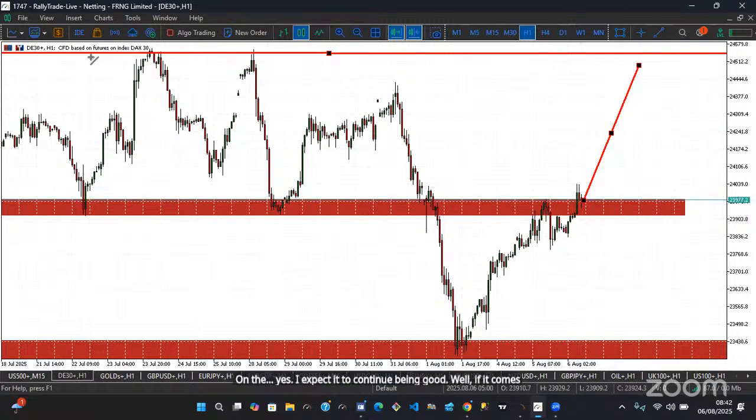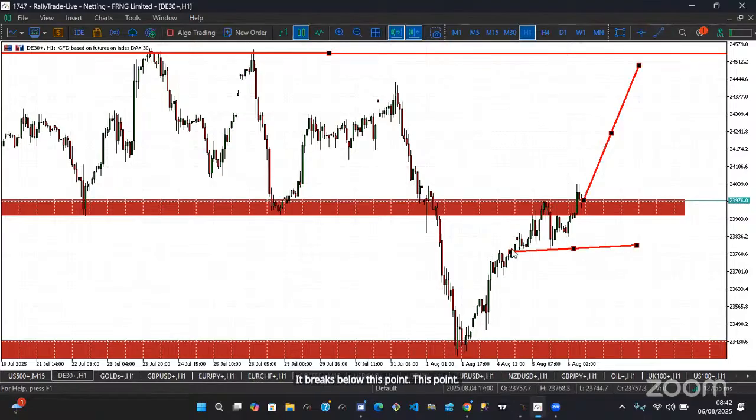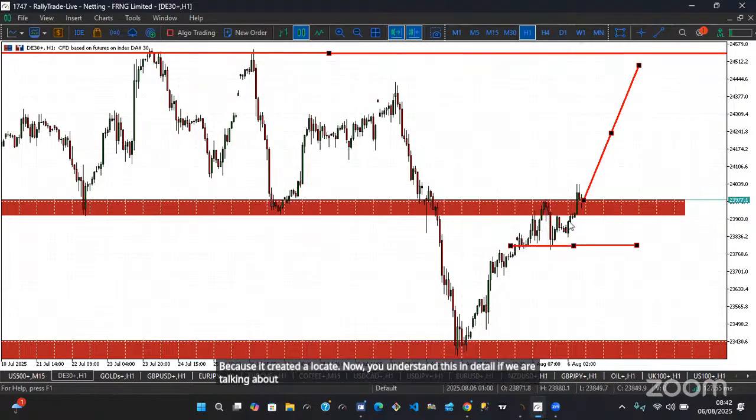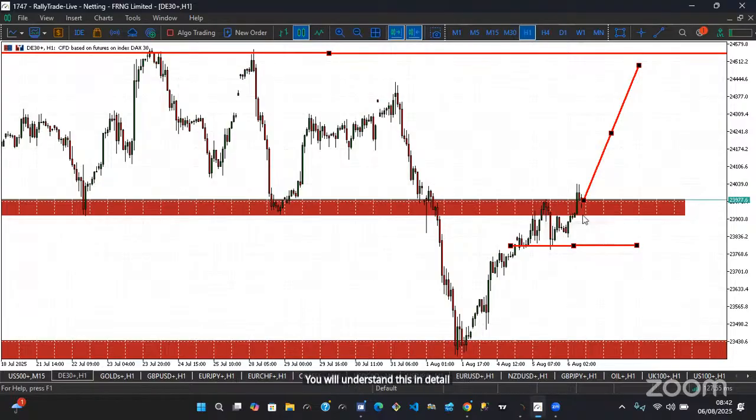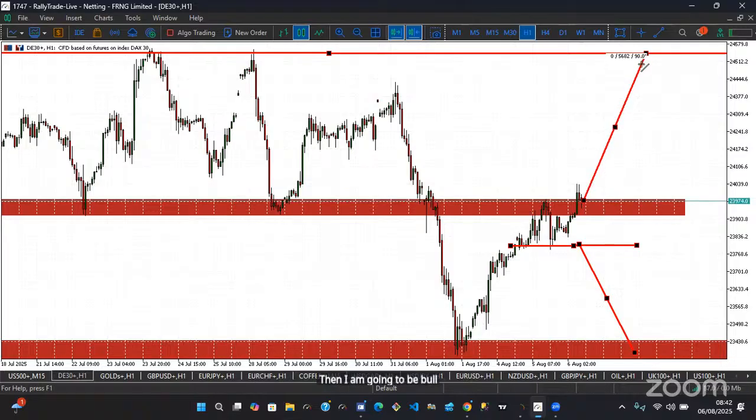But if it comes back below, especially when it breaks below this point it retraced to, because it created a low here. You would understand this in detail if we are talking about market structure. Except price comes back to this lower point here and breaks it, then we will most likely be headed back all the way to this down area here. But if that does not happen, as long as price remains above this level, then I am going to be bullish at least up to this point. So yes, D40, expect price to keep pushing to the upside.